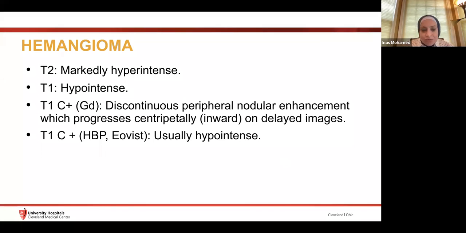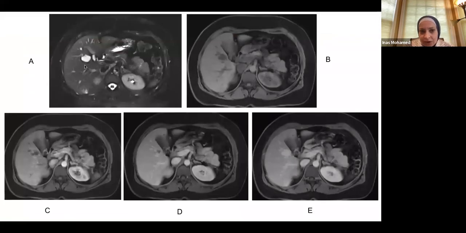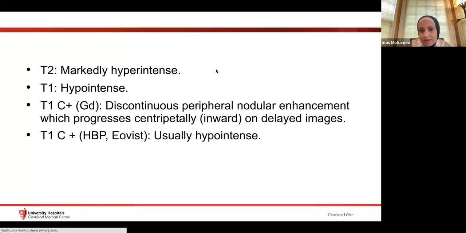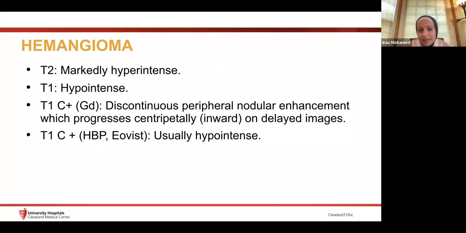We like this T2 signal. If we go back here, we call this a light bulb. A bright T2, it's usually T1 hypointense. And the most important thing when you look at the hemangioma is that on the post-contrast gadolinium, it has a discontinuous peripheral nodular enhancement with progressive centripetal filling. It's not allowed to fill in from inside out. You have to see it progressively, and it has to be a discontinuous peripheral nodular enhancement.